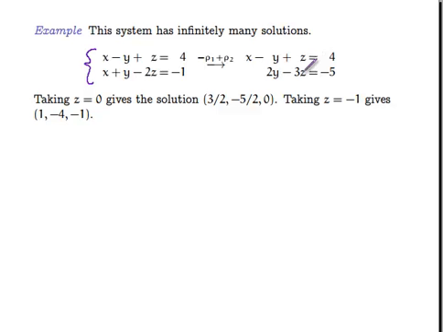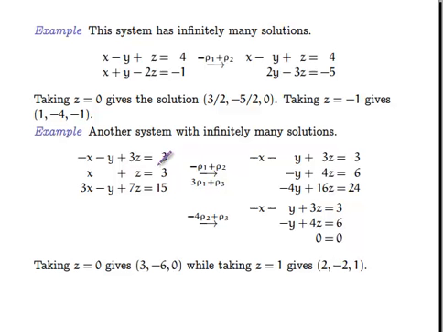Now, I can take any value of z and get a value for y. And then with that value of y and z, I can get another value for x. So in fact, z is arbitrary, and any arbitrary z will give me a different solution.